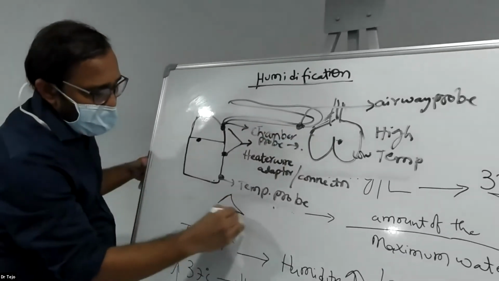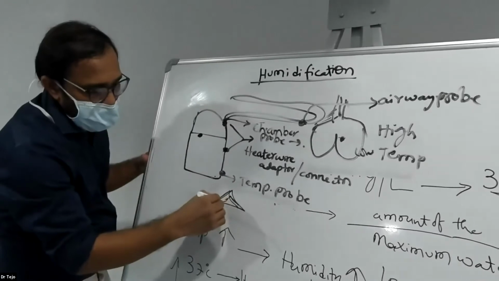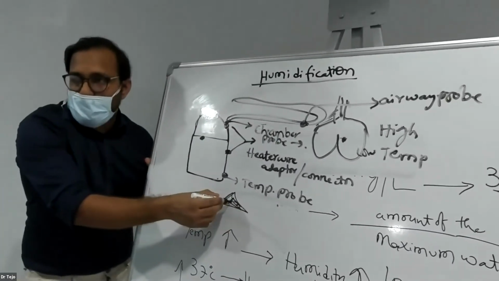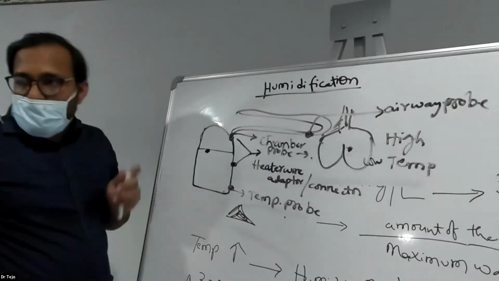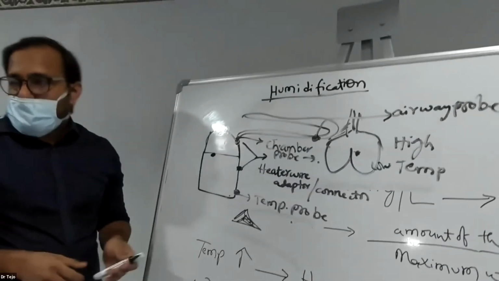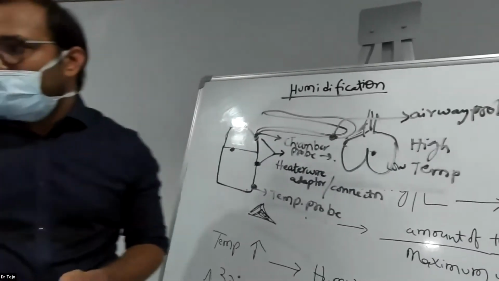And then the hardware malfunction alarm which we discussed in the beginning, that will come when there is any humidifier hardware malfunction. So these are the alarms you can see.